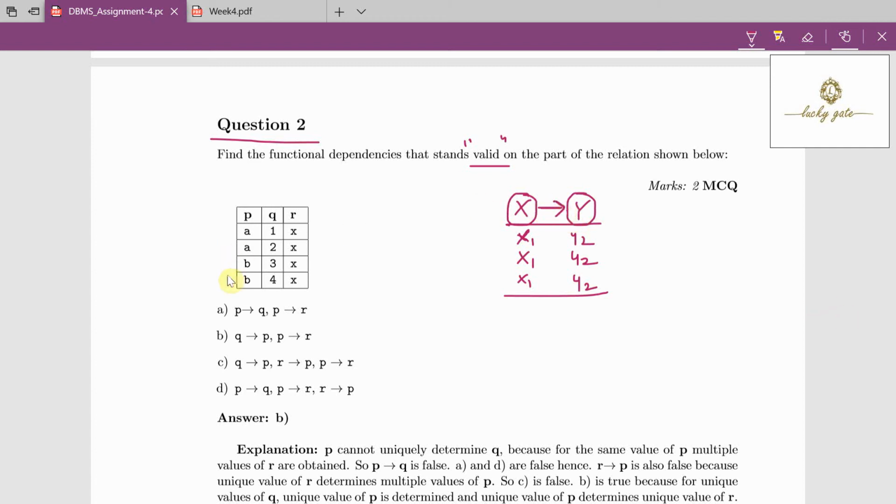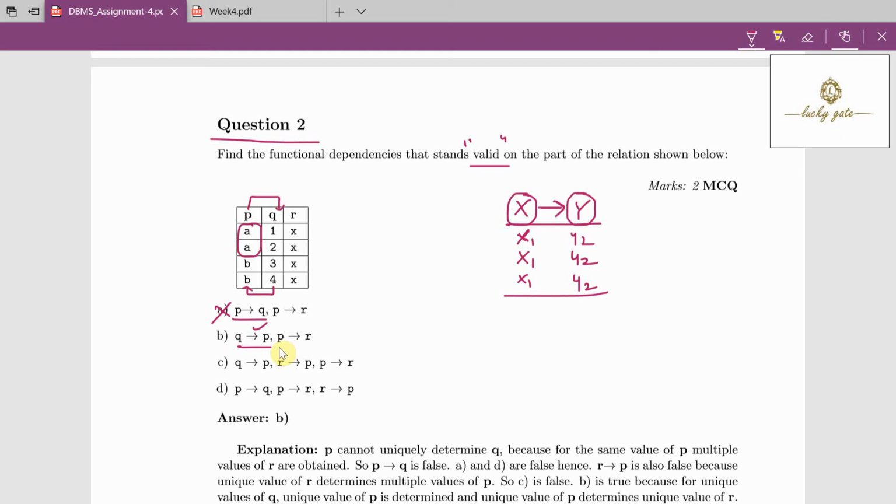Fine. Now look, option A, P determines Q. What does it mean? When P values are the same, the corresponding Q values should also be the same. But here the P values A, A are the same, but the Q values 1 and 2 are different. It means P determines Q is wrong. Option A is wrong, it means not valid. Option B, Q implies P. What does it mean? Whenever Q is duplicating, the corresponding P should also be duplicating. What is Q? 1, 2, 3, 4. Q is not duplicating, so P need not be duplicated. So this dependency is a valid dependency.